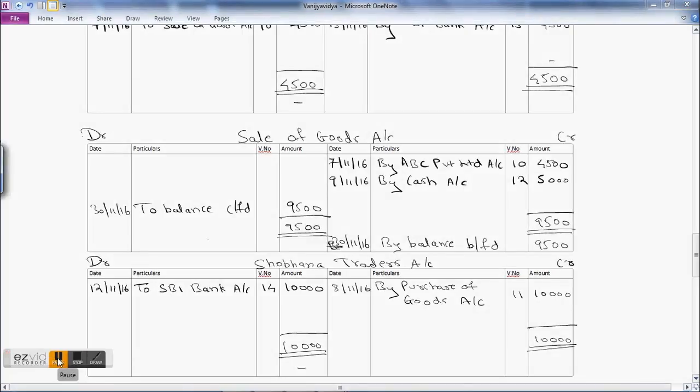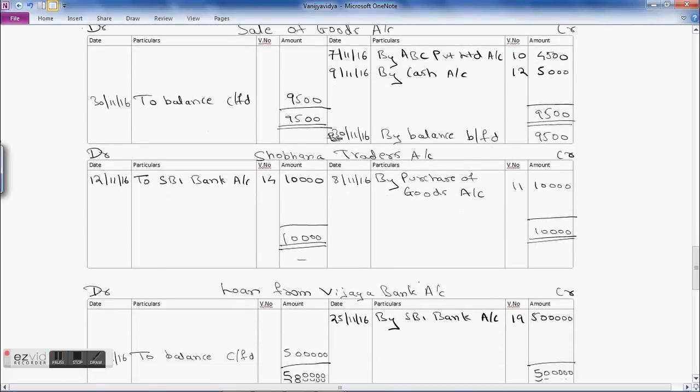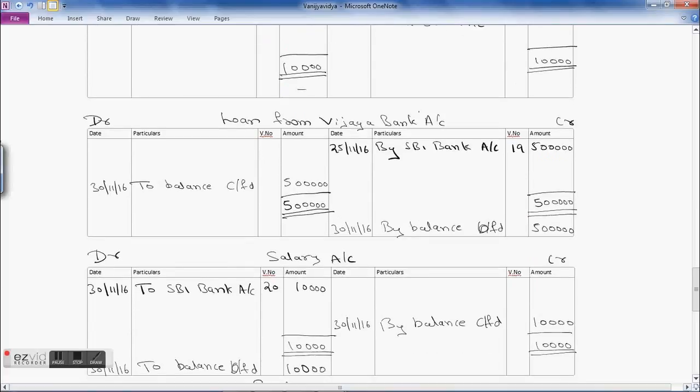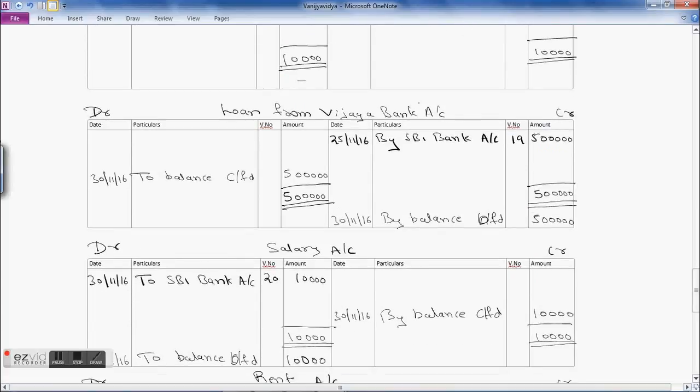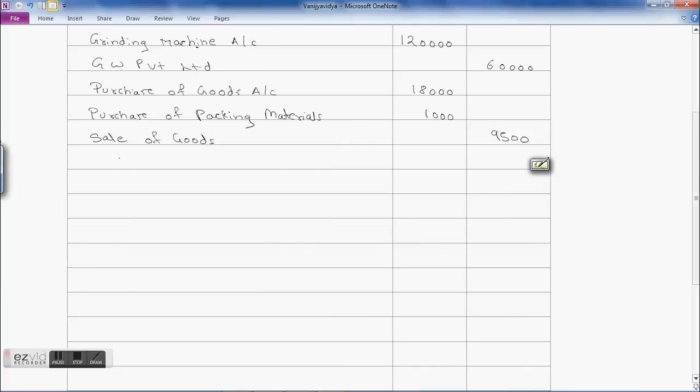Okay, now next is Shobhna Traders account. Shobhna Traders, as you can see, there is no debit or credit balance which is brought forward, carried forward, so we need not include it in the trial balance. Then next is loan from Vijaya Bank. You have a credit balance of 5 lakhs, right? Balance brought forward, so we'll go to this. Okay, you have a credit balance of 5 lakh.